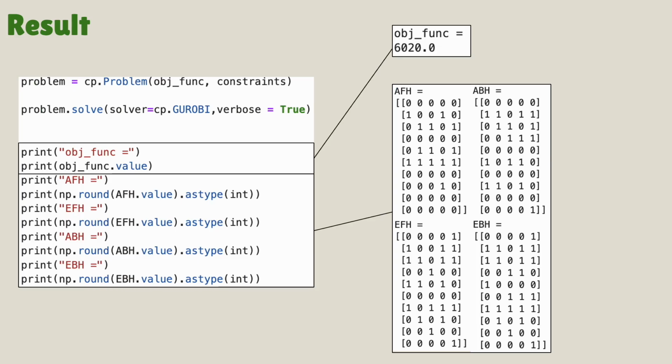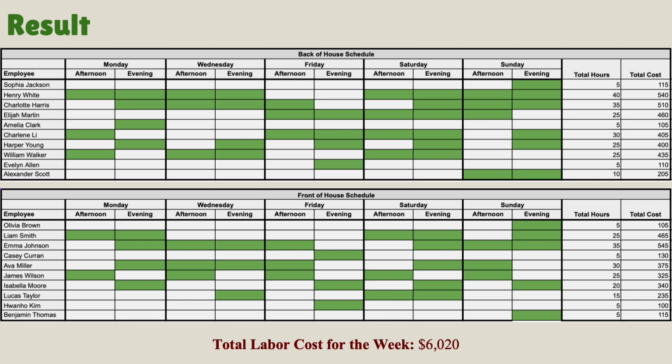As a result of our model, there are 4 different matrices representing the schedule of employees, and the minimized labor cost will be $6,020 per week. Here is Tommy's Pizza weekly schedule table, and we confirm that every employee works less than or equal to 40 hours per week, and the sum of labor cost per week is $6,020.